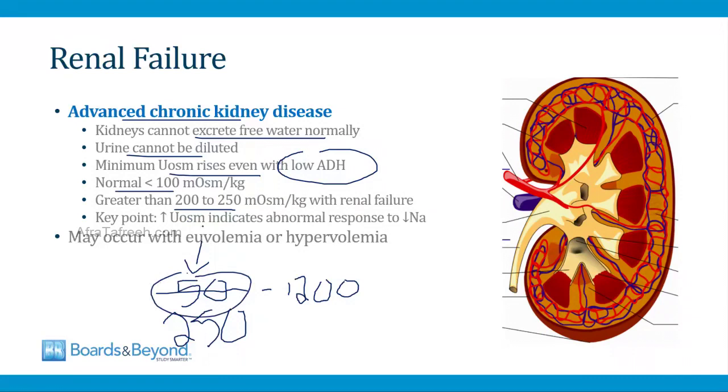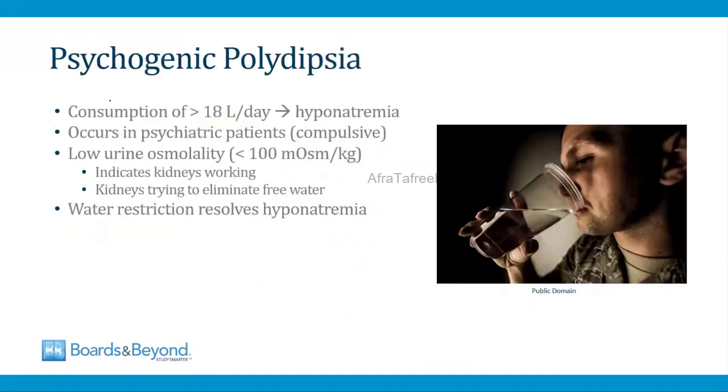And that's what happens in chronic kidney disease. The high urinary osmolality in the setting of hyponatremia means there's an abnormal response to hyponatremia. And these patients can develop euvolemic hyponatremia, or in some cases they will be hypervolemic. If they have advanced chronic kidney disease and have serious trouble excreting volume from their body, then they can even be hypervolemic. Psychogenic polydipsia occurs when you drink so much water that you develop hyponatremia.